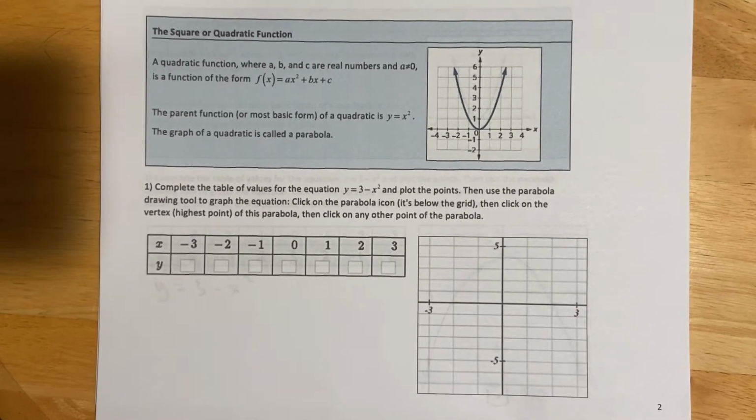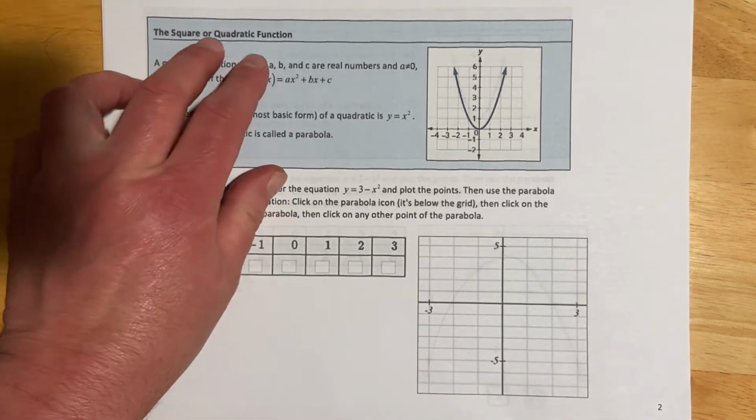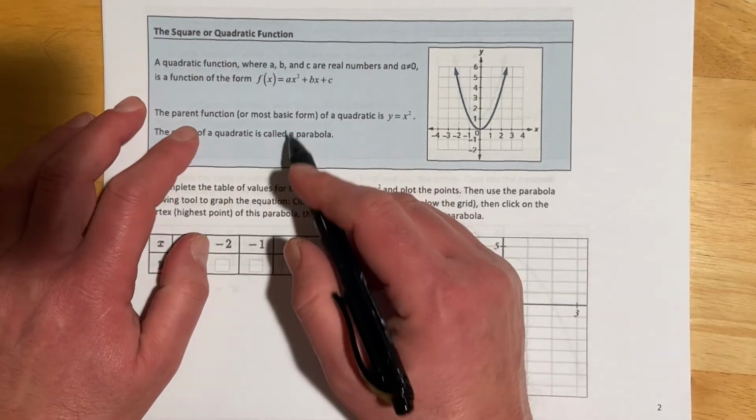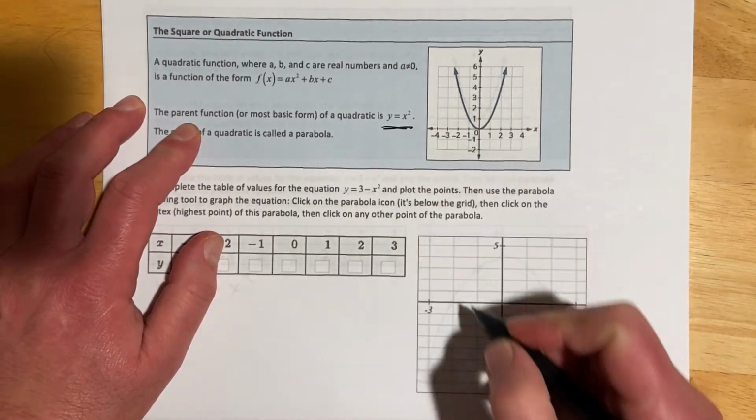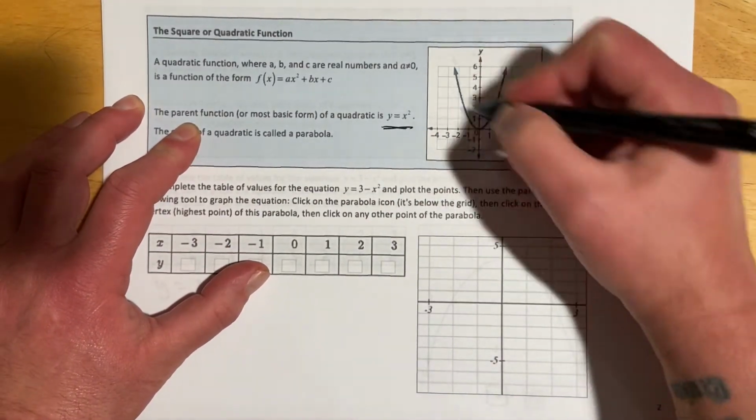A little bit later in the section, we'll do a bit better job on graphing, but this is just going to kind of be an introduction. And so our squared function or quadratic function, in its most basic form, is this y equals x squared. And that's the graph I have right here.